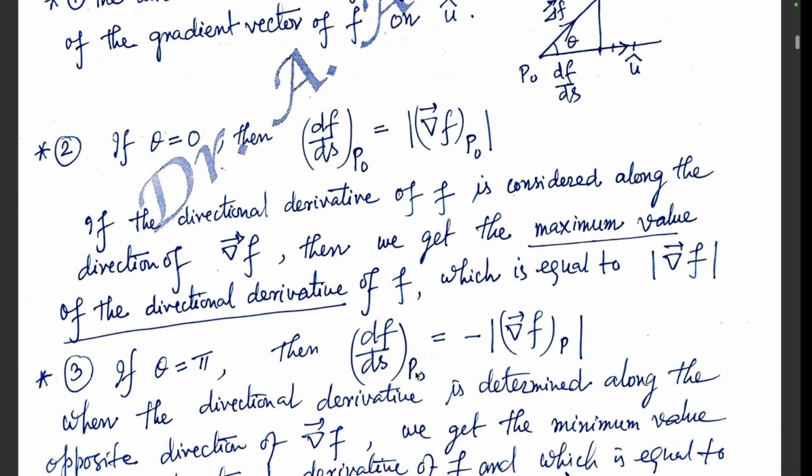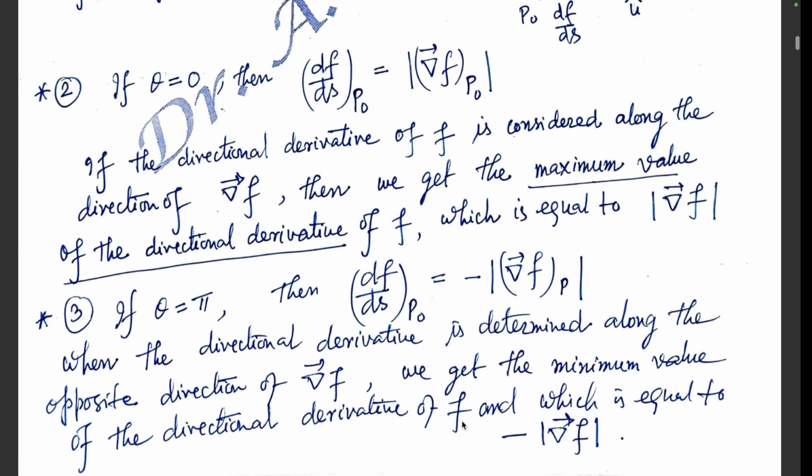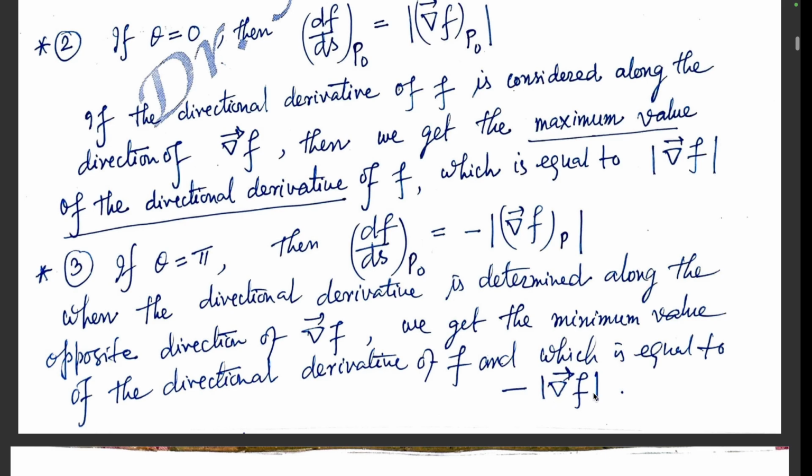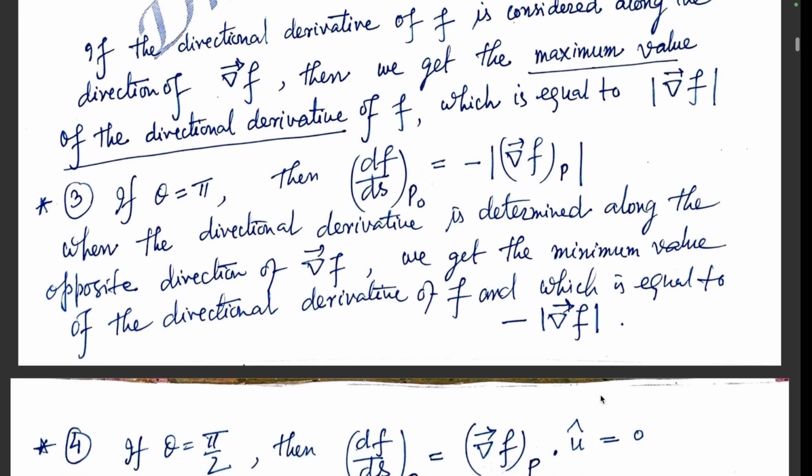Remark 3: if theta equal to pi, then cos theta equal to minus 1. So df ds at the point p0, the directional derivative of the function f at the point p0, is equal to minus of modulus of grad f at the point p0. So when the directional derivative is determined along the opposite direction of grad f, we get the minimum value of the directional derivative of f, which is equal to minus mod of grad f at this point p0.